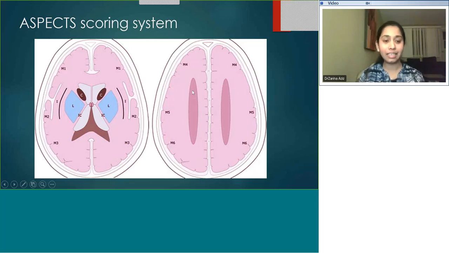Now it is still not a very straightforward classification, because you really don't have a demarcation between M4 and M5. However, it is arbitrarily given.